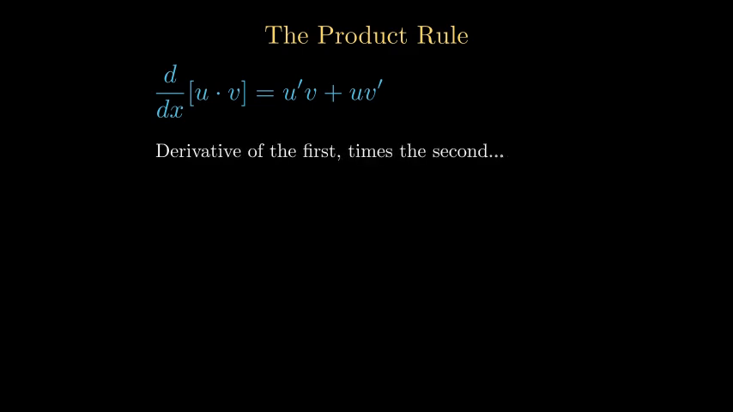When we need to take the derivative of two functions multiplied together, we use the product rule. The product rule states that the derivative of u times v equals u prime times v plus u times v prime. In words, it's the derivative of the first function times the second function plus the first function times the derivative of the second function.